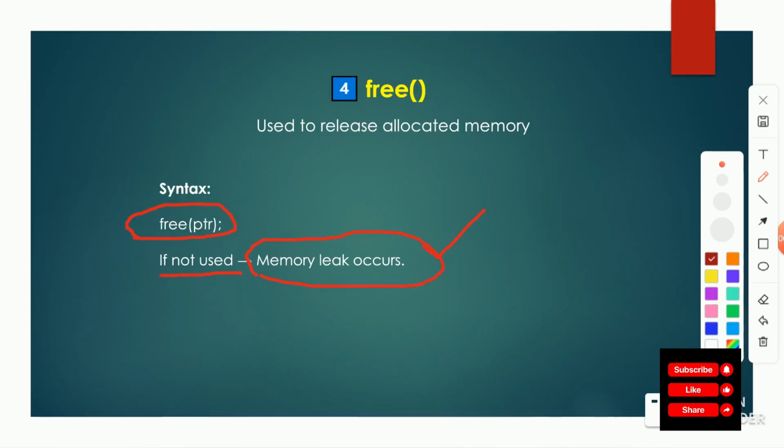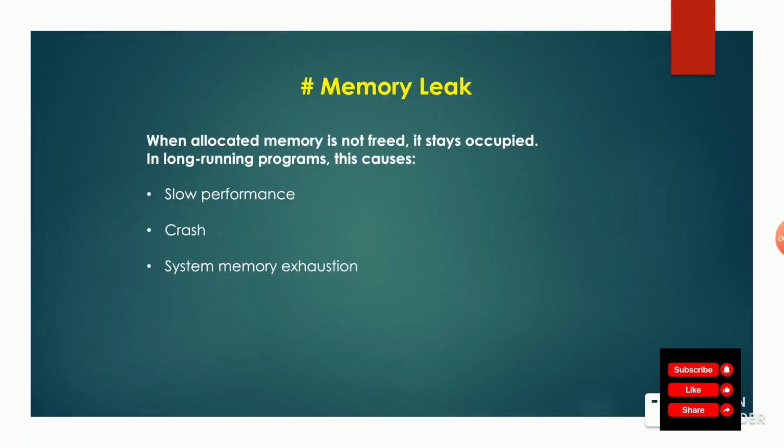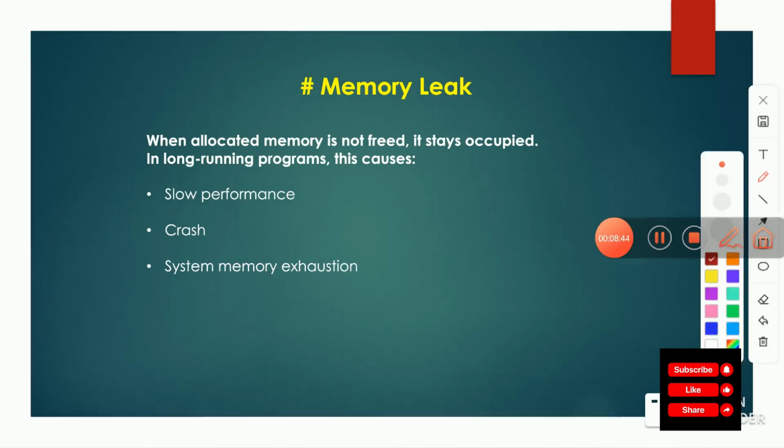So next one is memory leak. When allocated memory is not freed, it stays occupied, right? In long running programs, this causes slow performance, or it might crash your code, or cause system memory exhaustion. That type of thing will happen when memory leaks, right?